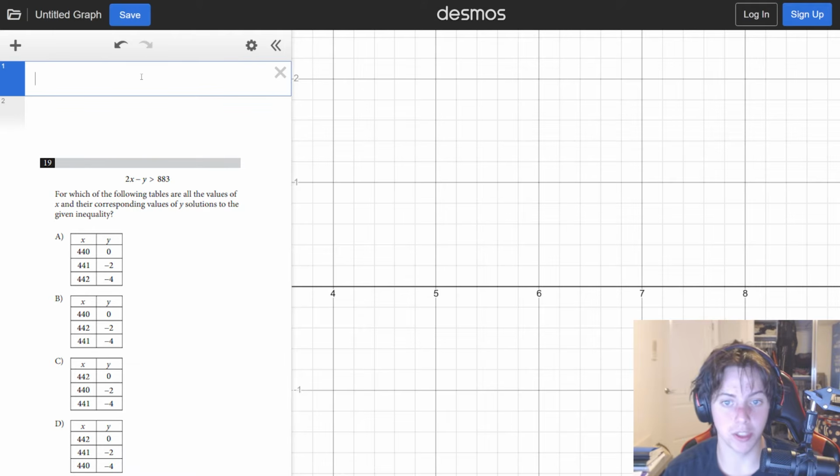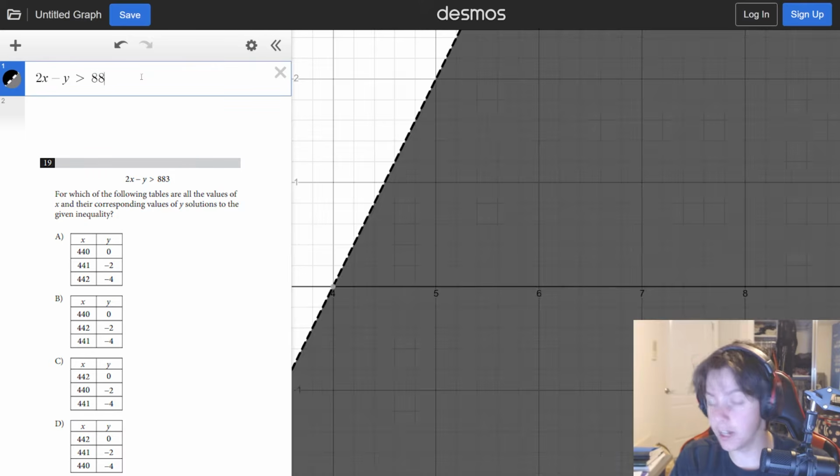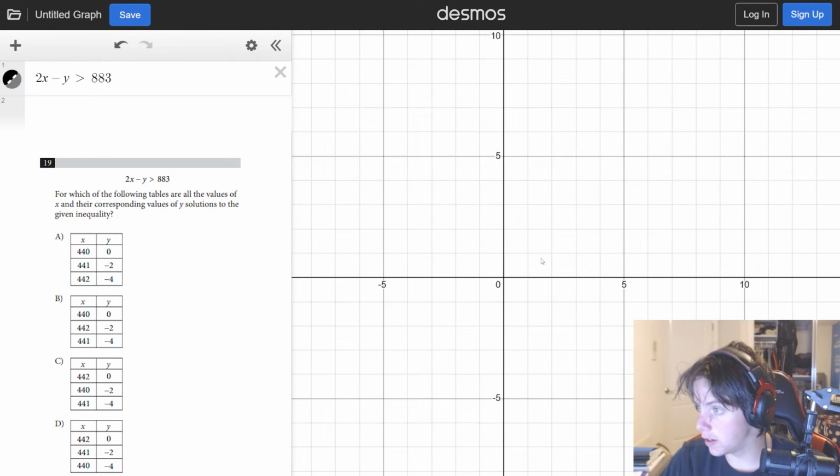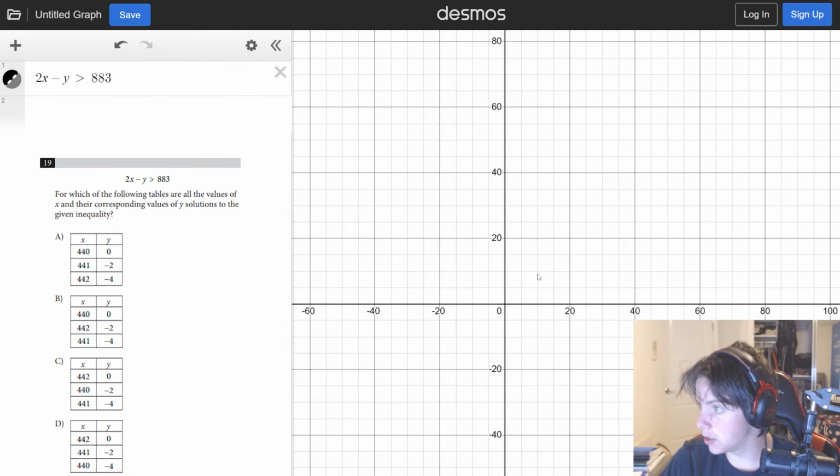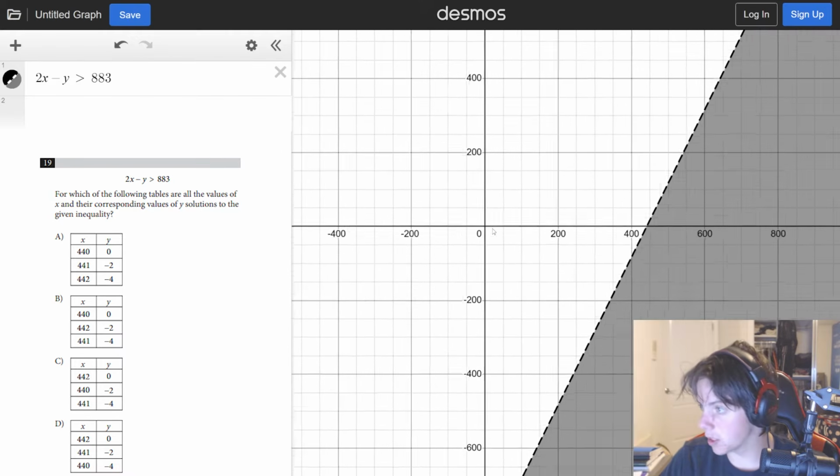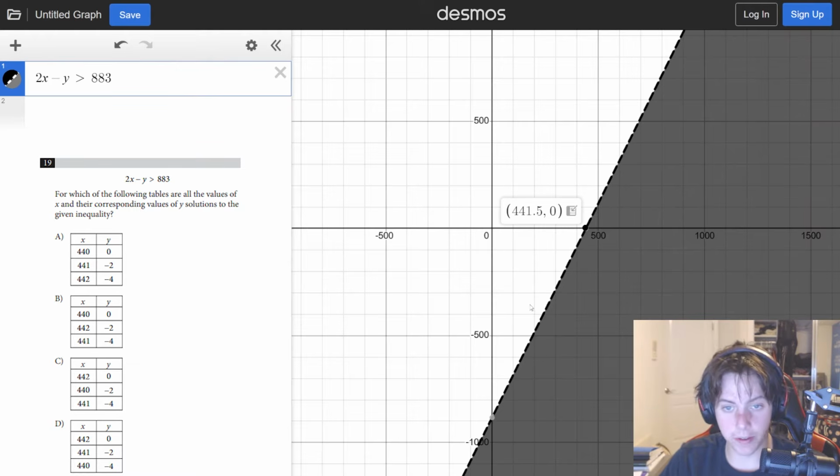Number 19, for which of the following tables are the values of x and their corresponding values of y solutions to the given inequality? So we get the inequality 2x minus y is greater than 883, right? So let's zoom out a bunch, right? Because obviously we're going to be out. So we see we have this line right here. So the problem is it's a little too big, right? So we're just going to have to look at our tables.